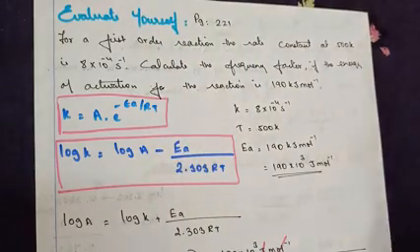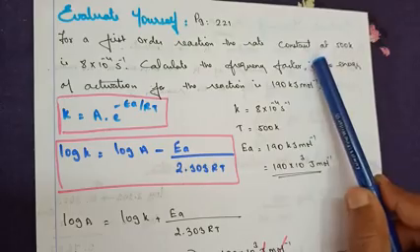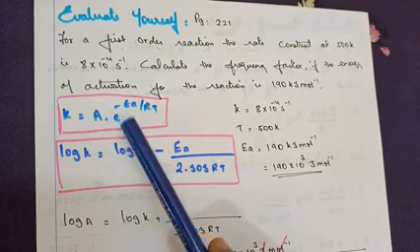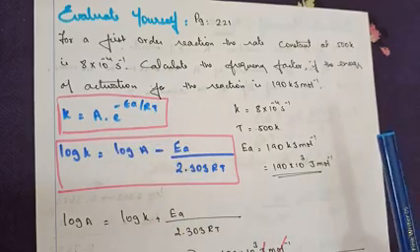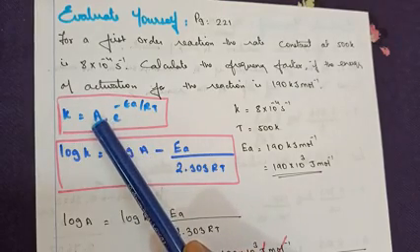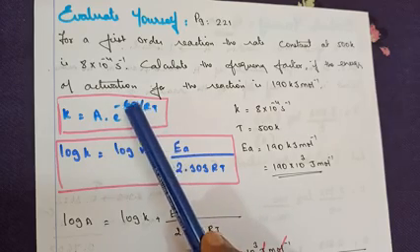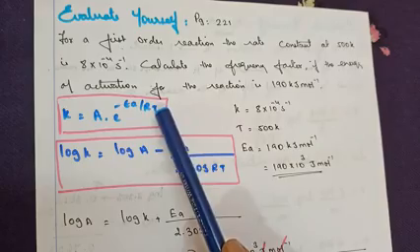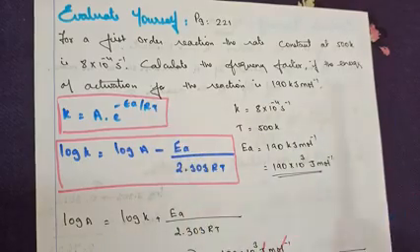Now, it is based on the Arrhenius equation, which is K equals A into e to the power minus EA by RT. As you know, K stands for rate constant, A stands for frequency factor, EA is activation energy, R is the gas constant, and T is temperature in Kelvin.